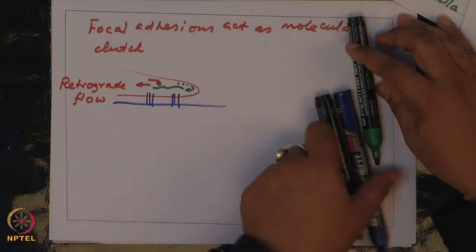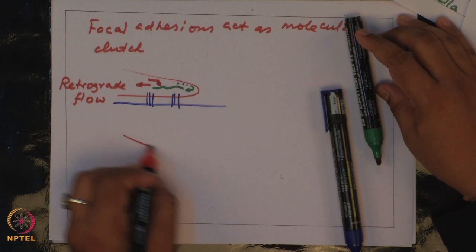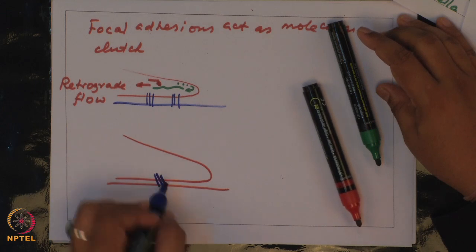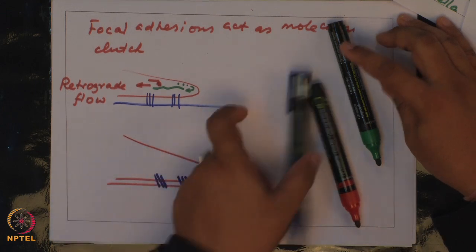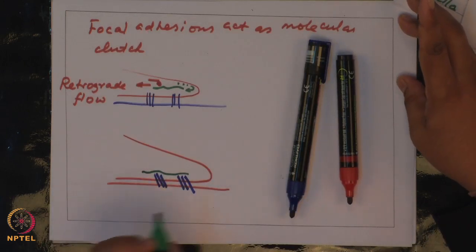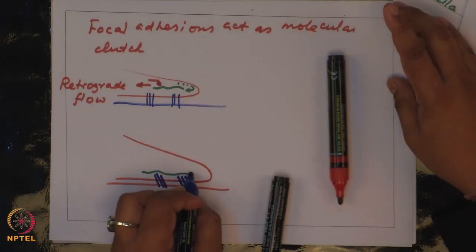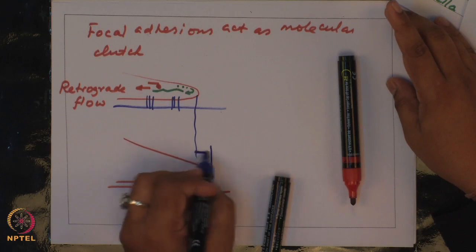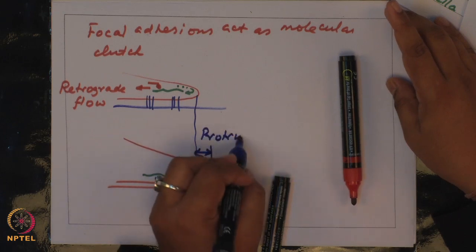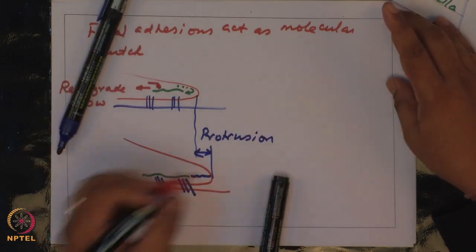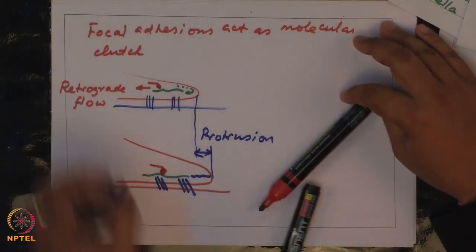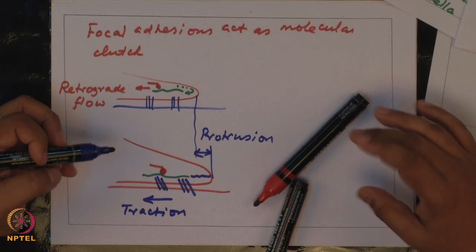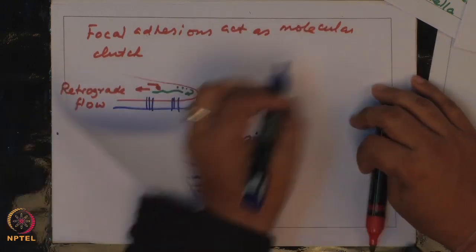However, if the focal adhesions are engaged to the actin, so this is my actin network now, you can have filament polymerization at the leading edge. So, this is your protrusion, and the myosin motors pulling on the filaments will cause traction at the base. So, this is called a molecular clutch.